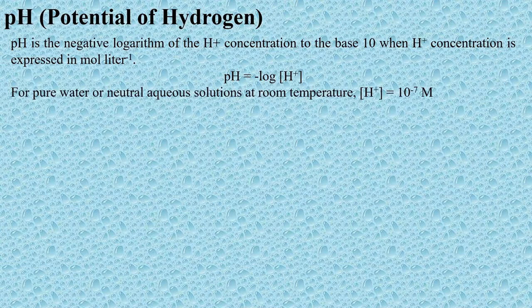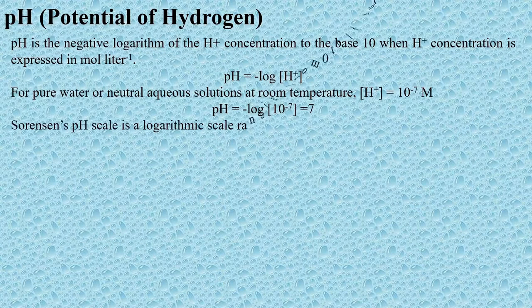So for pure water or a neutral aqueous solution at room temperature, that is 25 degrees centigrade, we know that the H+ concentration is equal to 10 to the power minus 7 molar. So pH is equal to minus logarithm of 10 to the power minus 7, which is equal to 7.